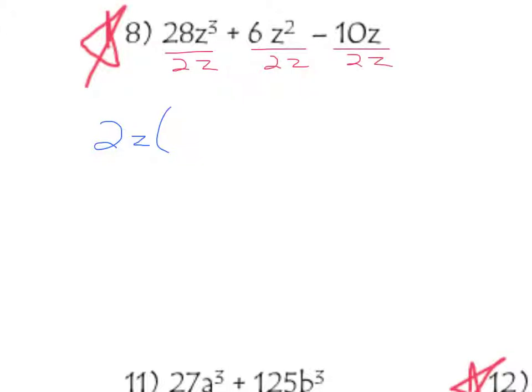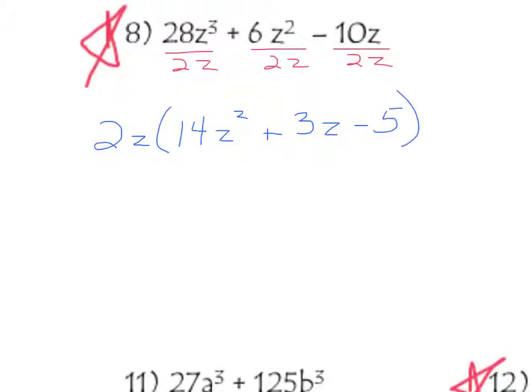And what you have inside the parentheses is 28 divided by 2 is 14, and z cubed divided by z is z squared. In the second term you have 3z, and in the third term you have 5.